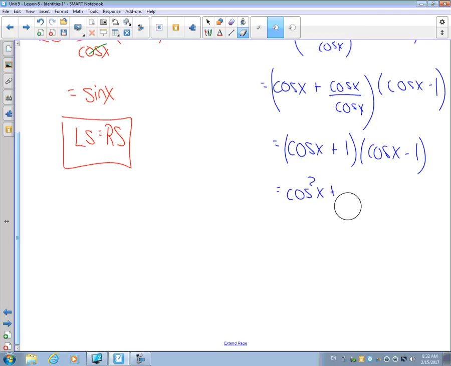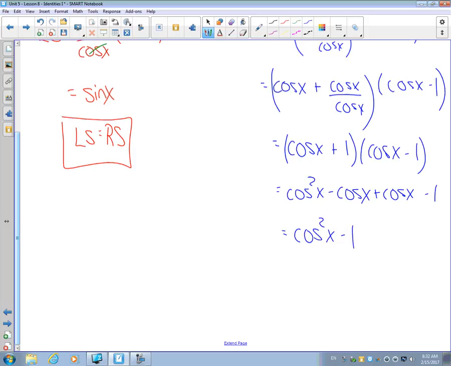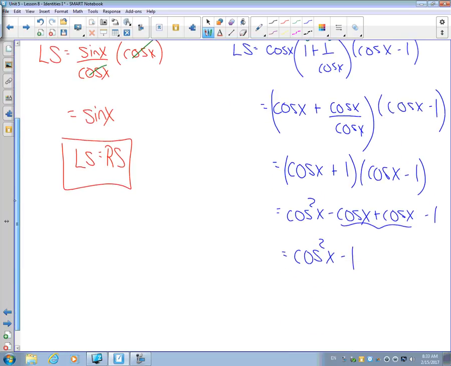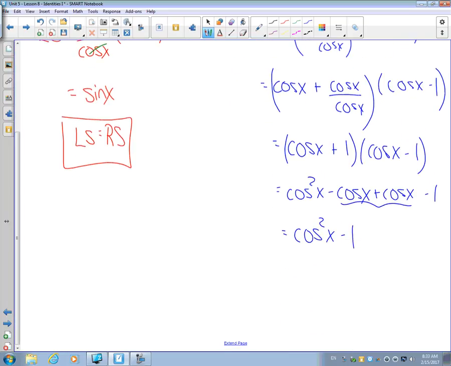And then we do the outsides. So cos times negative 1, minus cos, plus cos, minus 1. Okay, if I collect the two things in the middle, they disappear, right? So I get cos squared x minus 1. But I want negative sine squared. So what can I do next?